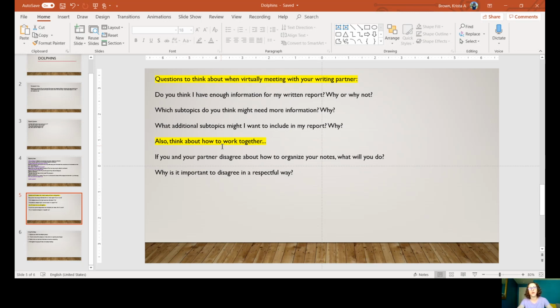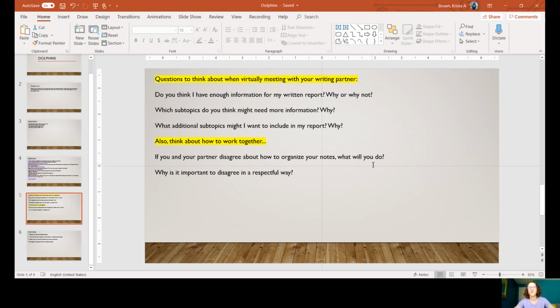Now, I also want you to think about how to work together because we're going to be doing this virtually. It's not quite the same as being on the rug or at your desk. But either way, if you and your partner disagree about how to organize your notes, what will you do? Some thoughts on that are that as a writer, you get to decide how you want your report to go. However, you probably should listen to what your partner is saying because they're your audience.